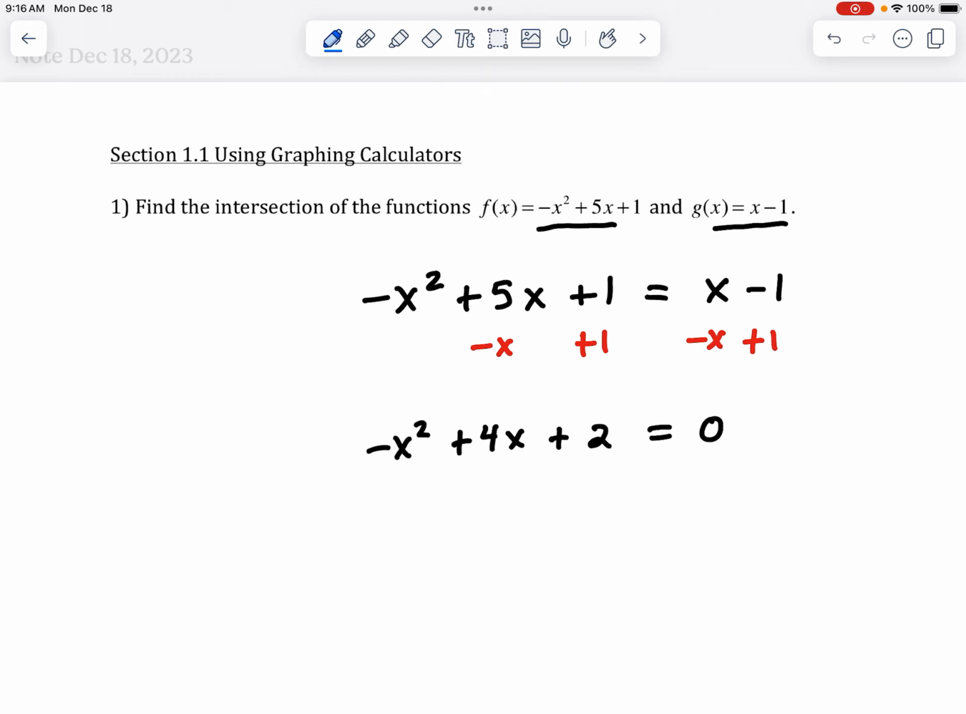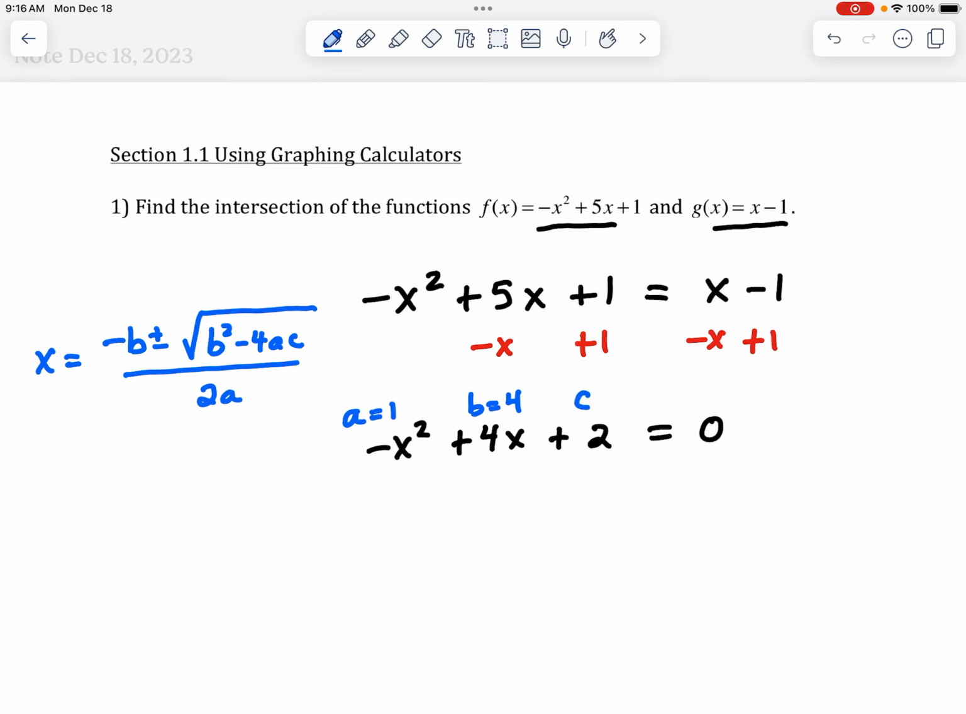In case you don't remember, the quadratic formula goes like this. x is equal to negative b plus or minus the square root of b squared minus 4ac, all divided by 2a. And what are this a, b, and c you're talking about? Well, in front of the x squared, there's a negative 1, so that's a. In front of the x, there's a 4, so that's b. And then the constant is c, so c equals 2. So let's go ahead and use the quadratic formula on this and find out what x equals.